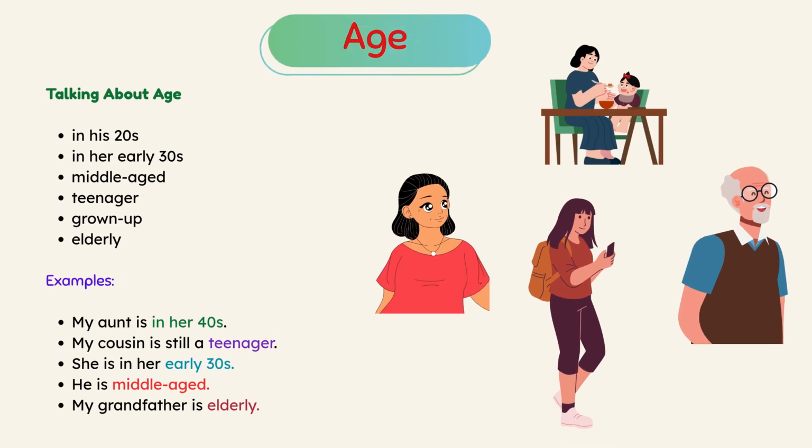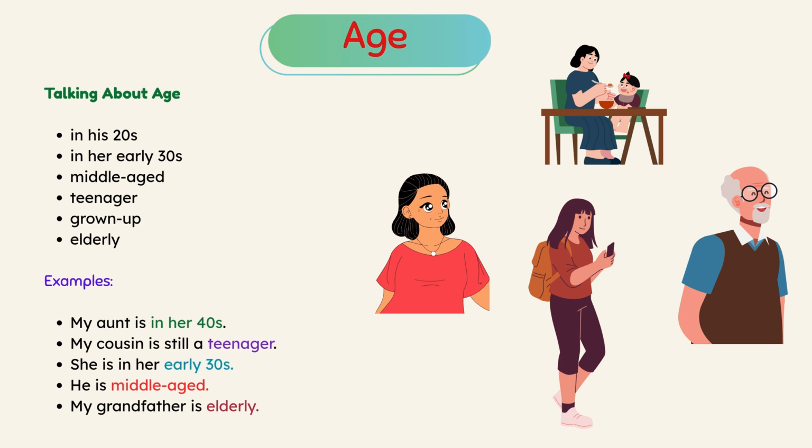Next, let's talk about age. Age tells us how old a person is. Some common expressions we use are in his 20s, in her early 30s, middle-aged, teenager, grown-up, and elderly. Let's look at some examples. My aunt is in her 40s. My cousin is still a teenager. She is in her early 30s. He is middle-aged. My grandfather is elderly. These expressions help us talk about a person's age in everyday English.